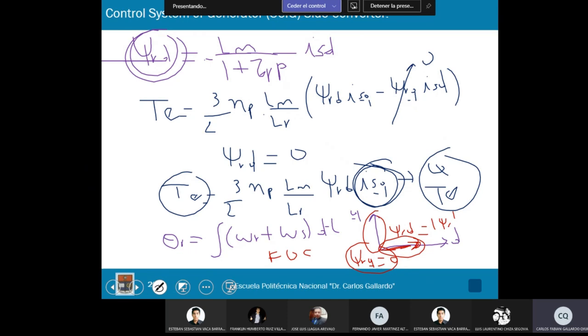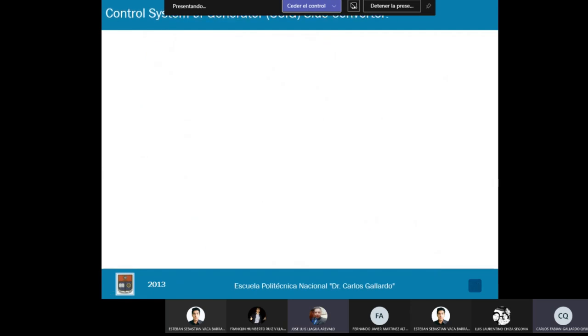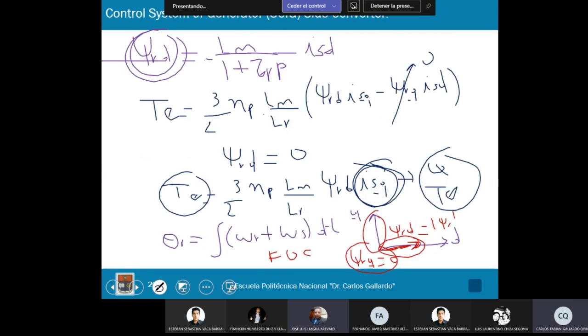Is that clear, Mr. Jawa? Yes, doctor. The question is the rotor flux is on the Q axis, no, the D axis. Okay, this is the D axis, and this Q axis is 0. Right. Is that clear? Yes, doctor. Okay, so let's continue.